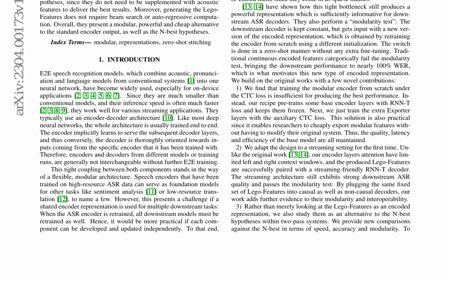The authors also adapt the design to a streaming setting, making the Lego features compatible with a streaming-friendly RNN-T decoder. This streaming architecture exhibits strong downstream ASR quality and passes the modularity test, further evidence of the modularity and interoperability of the Lego features. Finally, the paper explores Lego features as an alternative to NBEST hypotheses within two-pass systems, providing novel comparisons against NBEST in terms of speed, accuracy, and modularity.